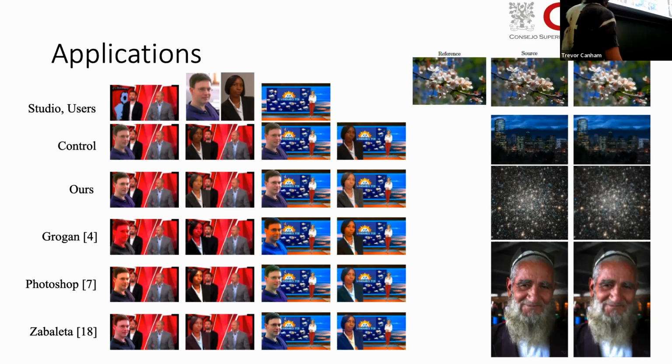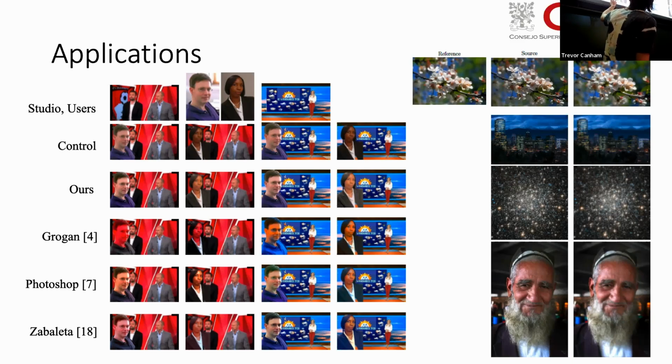And then if you take a look at the results of Grogan, they basically just match the user's skin tone directly to the background, or a prominent color to the most prominent color in the background that's the most similar to their skin tone, which is quite problematic.